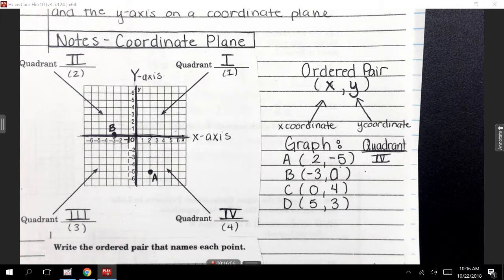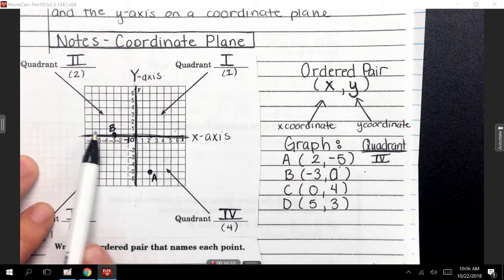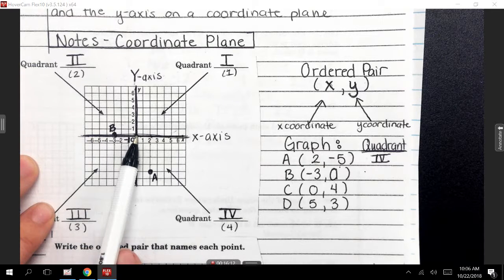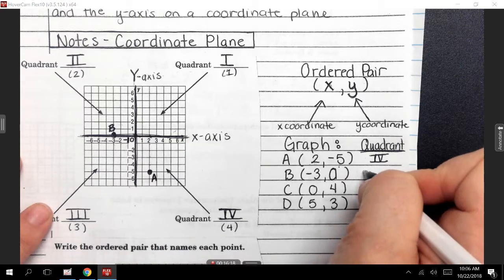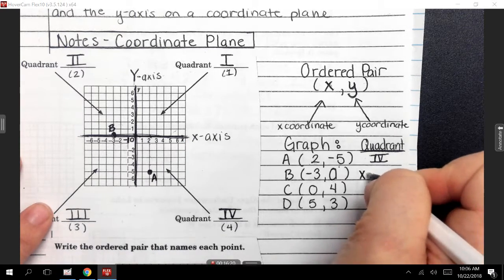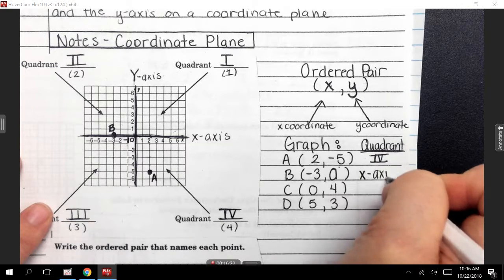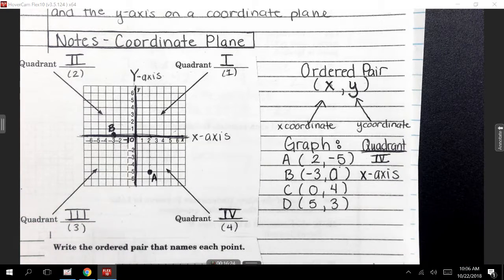So what we're going to do, guys, if it's on the line, it's not actually in a quadrant. Where is it located? It's not in the origin, that is the center. It's not at the origin. Where is it located? The x-axis. So instead of writing which quadrant, we're just going to label that this is in the x-axis. And by doing that, we're showing it's not in a quadrant, it's on a line. All right? Questions about how we did that?